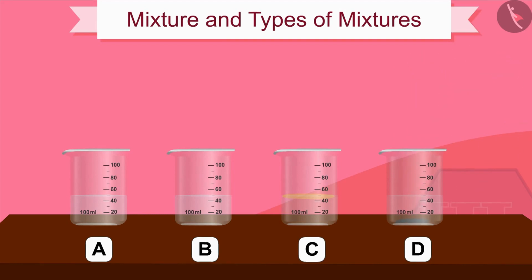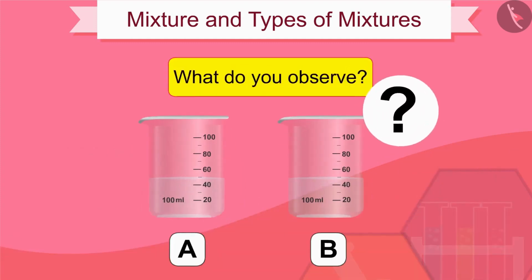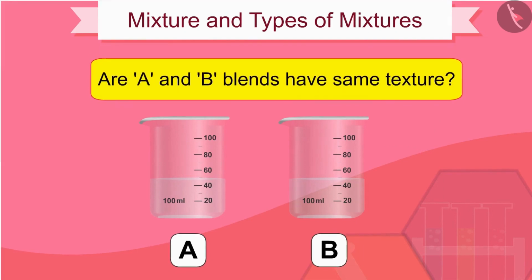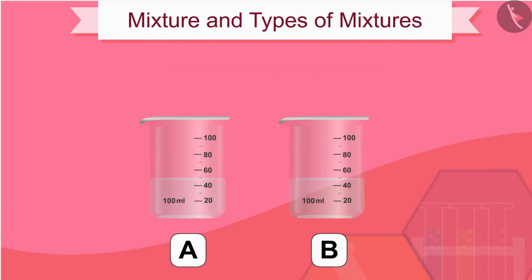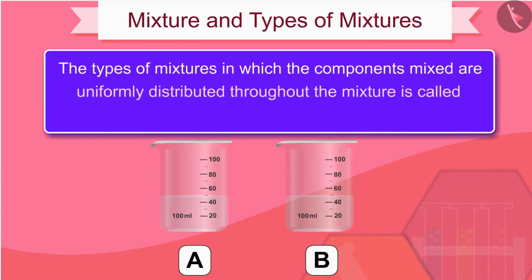Notice the texture of all the blends. Let us first look at the mixtures of beaker A and beaker B. What do you observe? Are A and B blends of the same texture? Correct. The types of mixtures in which the components mixed are uniformly distributed throughout the mixture is called homogeneous mixture or solutions.